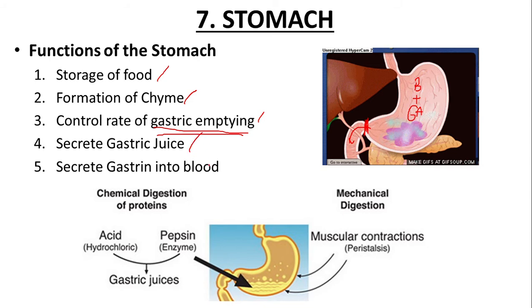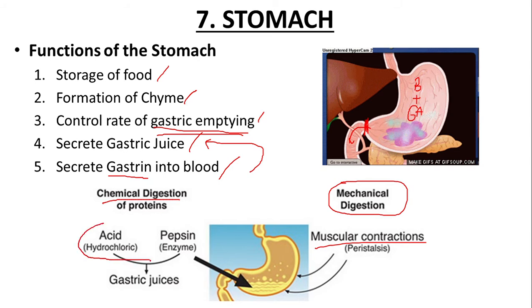Next, secretion of gastric juice, of course, for digestion, and secretion of gastrin, which is a hormone, into the blood to help with the digestion. So in the stomach, we have mechanical digestion due to the muscular contractions. Then you have chemical digestion as well due to the enzymes present inside your stomach.